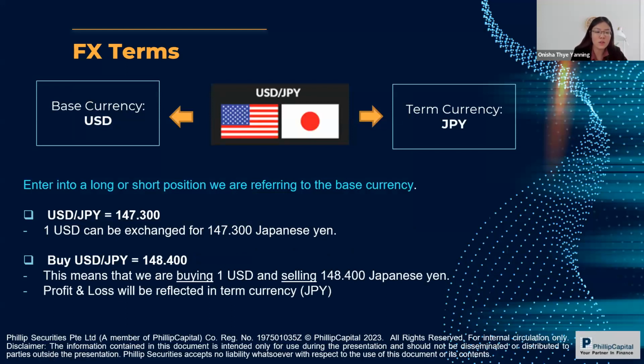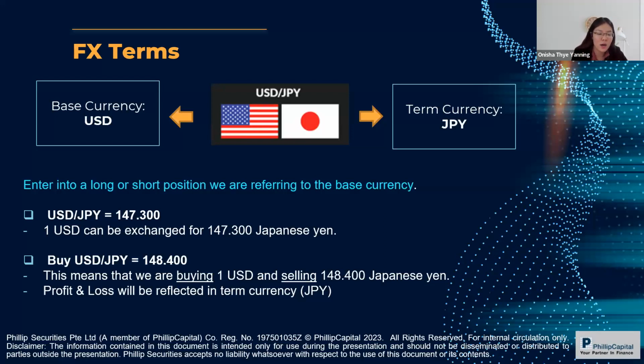When you enter a long or short position, you are actually referring to the base currency. So let's say, for example, I long USD Japan yen. What does it mean? It means that I buy USD and sell Japan yen. So when you enter a position for a currency pair, there are always 2 transactions happening.